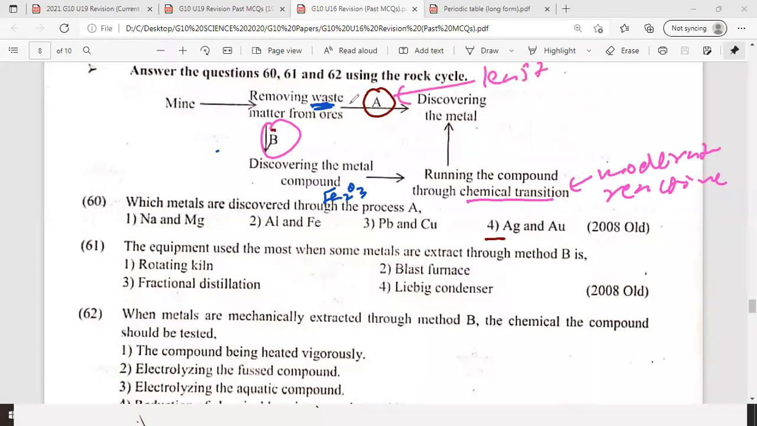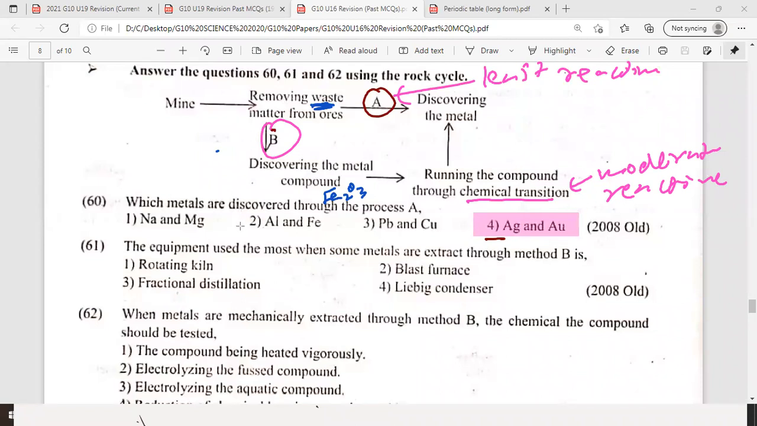This is highly reactive, least reactive. For the least reactive, no chemical reactions are required, just a physical method to remove the waste. Least reactive metals like silver, gold, platinum use a physical method, removing the waste by grinding, crushing, filtering, washing, like mining. So the answer is fourth. Very good. I think Sumela gave the correct answer.